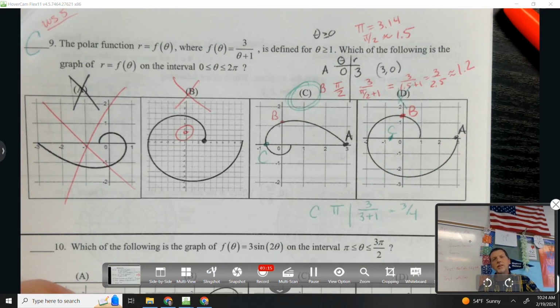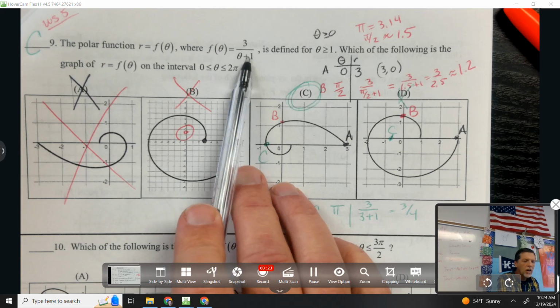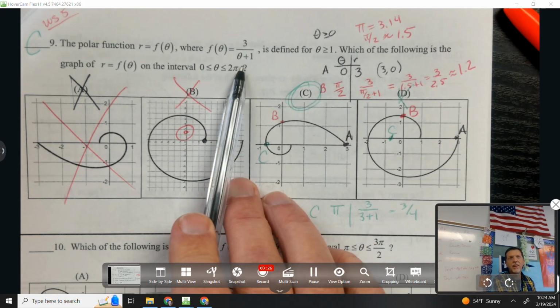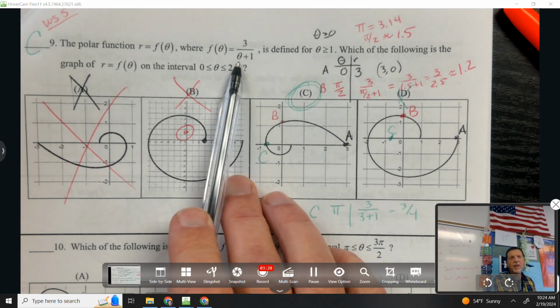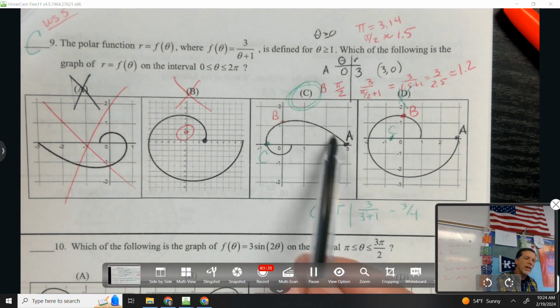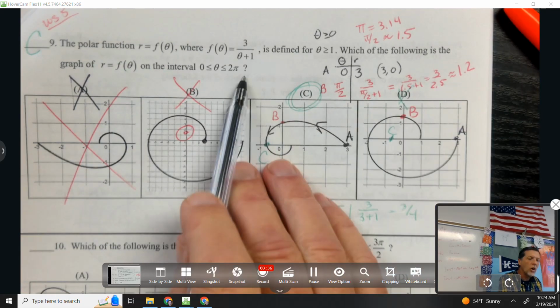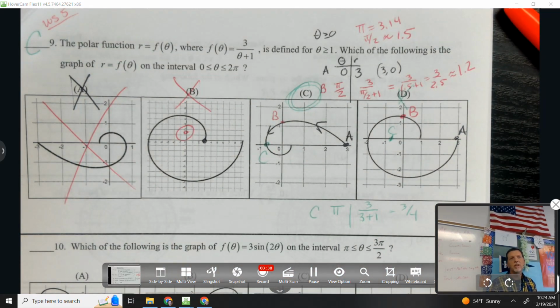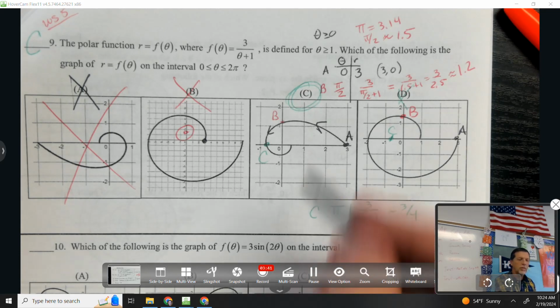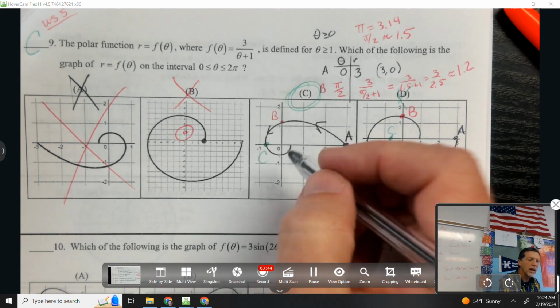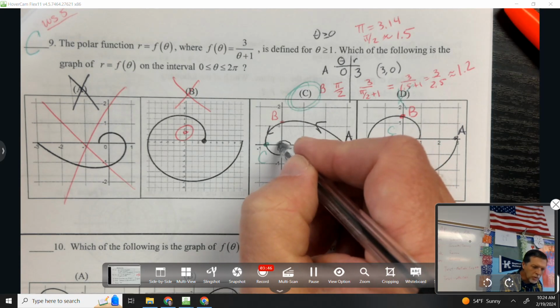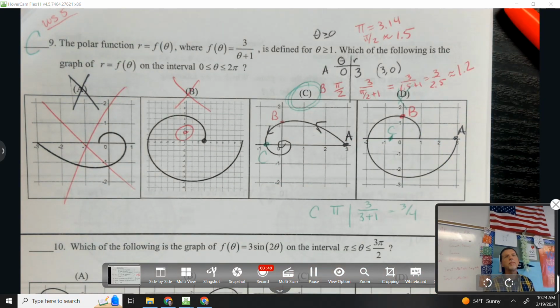Yes, sir. Okay, I wouldn't say it's going backwards. As theta gets bigger, R is getting smaller because we're dividing by a bigger and bigger thing. So as we rotate around, because we're going this way, R is getting smaller. If we stopped at 2 pi, if we kept going another 2 pi, we'd get smaller and smaller still. Something like that. And another 2 pi, and so on.